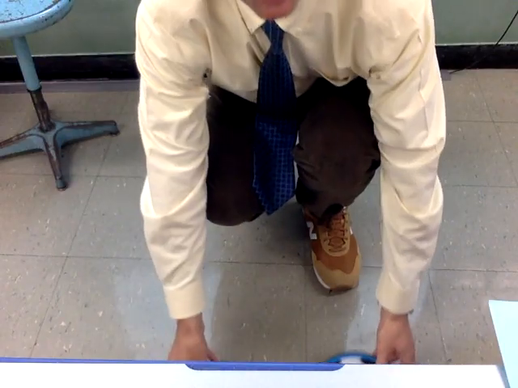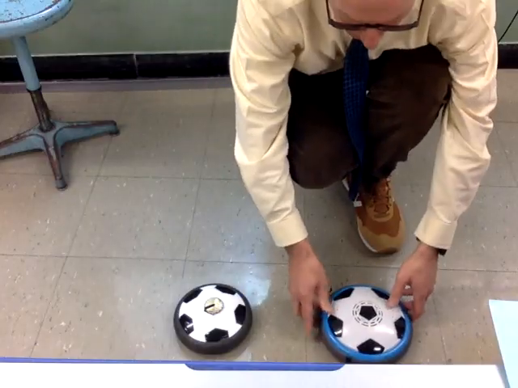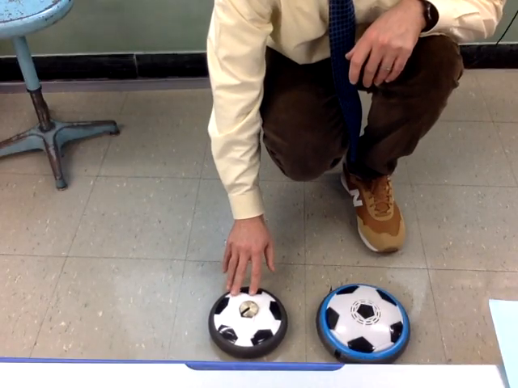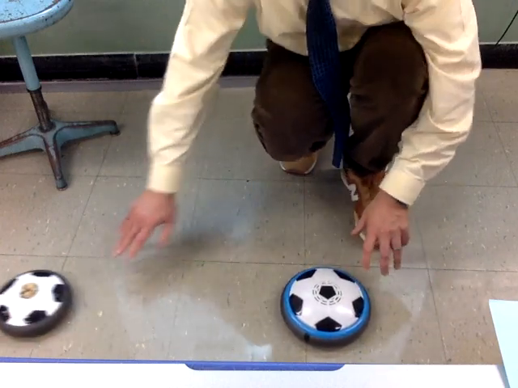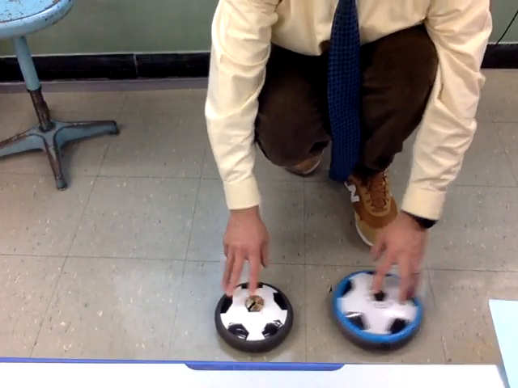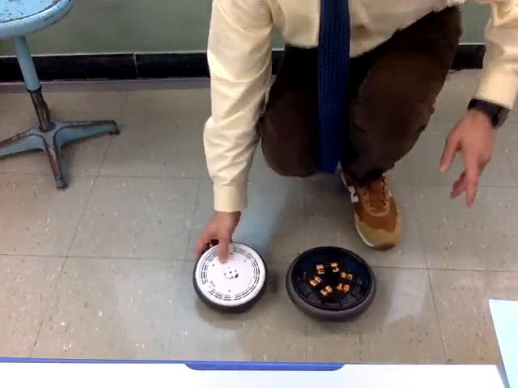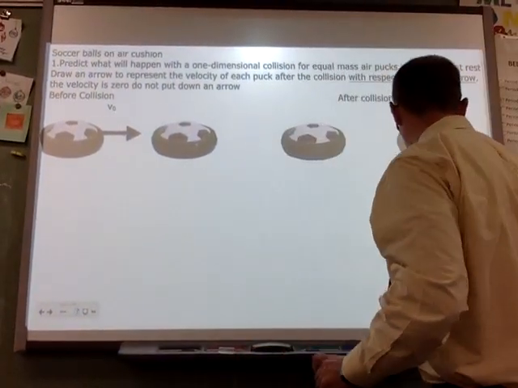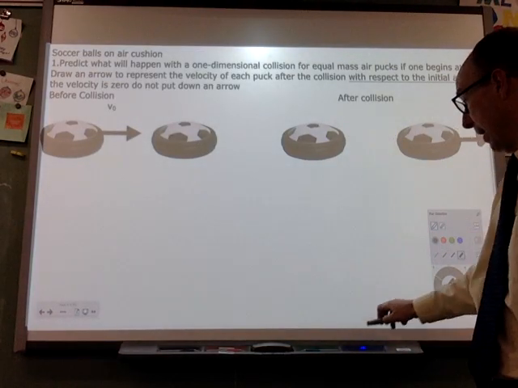All right, so I'm going to put them down here. I'm going to turn the one on. It's just kind of floating there. I'm going to turn the other one on. It's just kind of floating there. And if I send the one moving at the other one in 1D, the same mass one should stop, and the other one should continue on with the same velocity. So our picture here should have a large arrow on the second one and no arrow at all on that one.